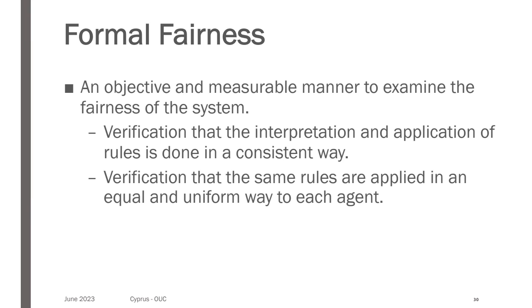Since we are talking about computational mechanisms and computerized, algorithmic systems, we turn to formal fairness or formal treatment. What we call formal is something that can be verified and measured. So we try to look at measurable ways to identify biases or to ensure that the system is not discriminating and is fair. This is somewhat similar to correctness, the correct actions of a program, but here we look at algorithmic systems and ensure their fairness. We would like to verify that the interpretation and application of rules is done in a consistent way, and that the same rules apply equally and uniformly to all users.